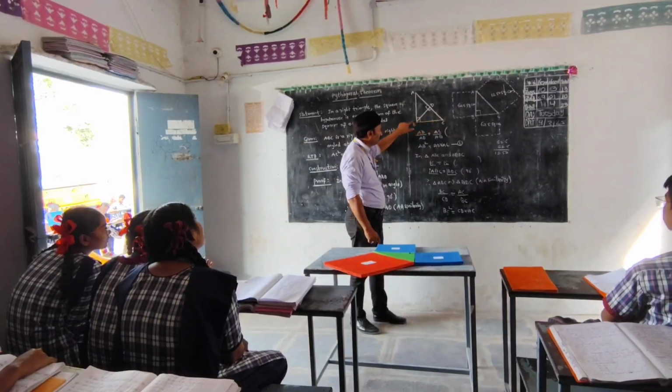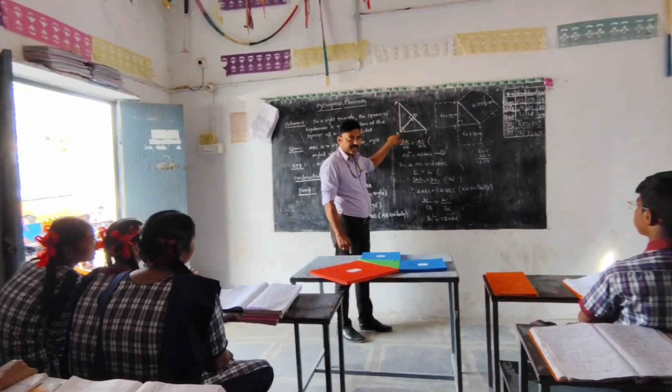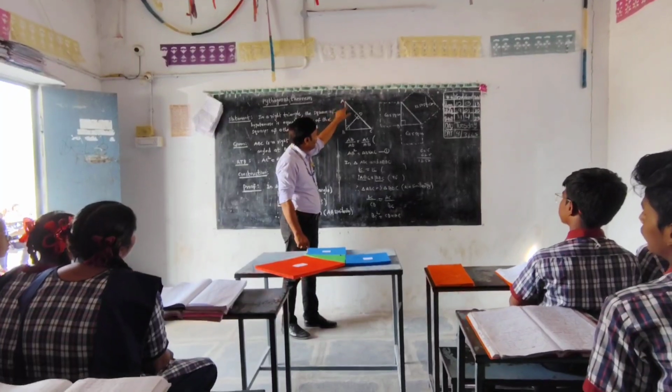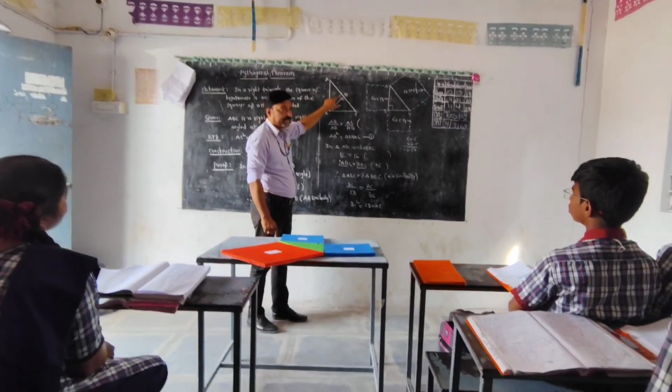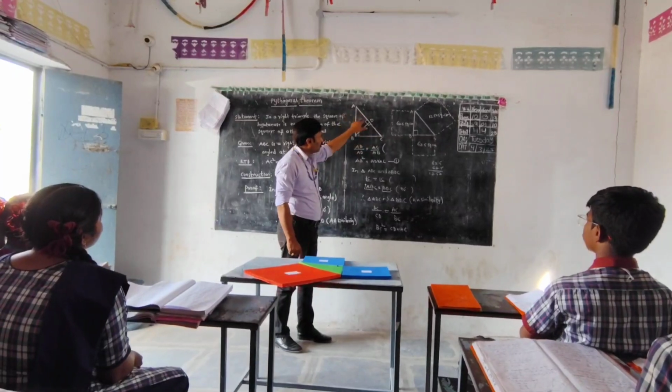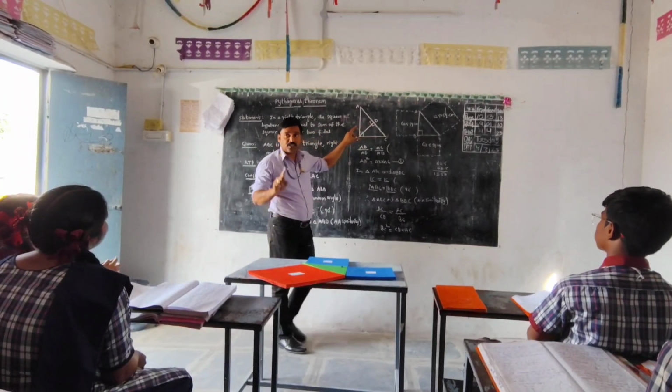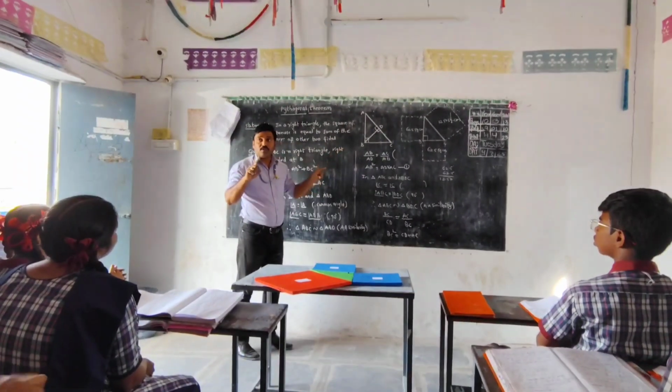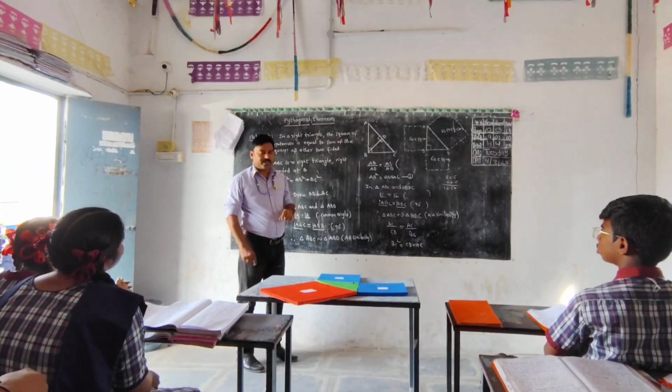Big triangle ABC is a right angle triangle, and again ABD is also a right angle triangle. The right angle is at D. So this big triangle and this small triangle, two triangles I have taken, and these two I am going to show similar to each other by the AA similarity rule.